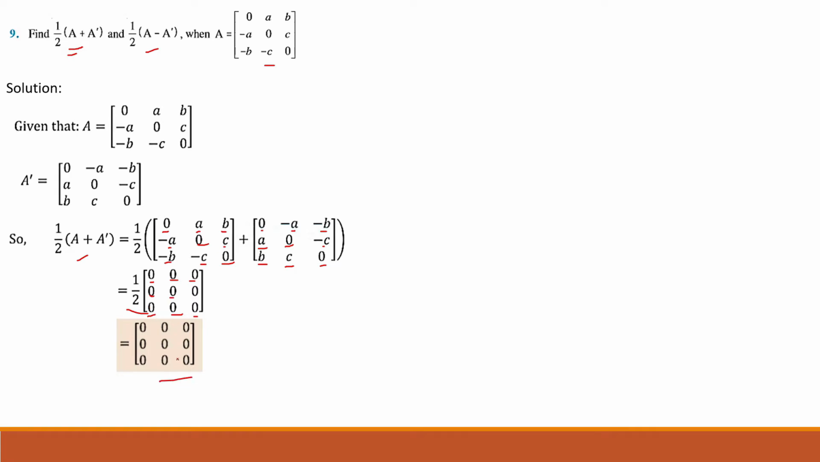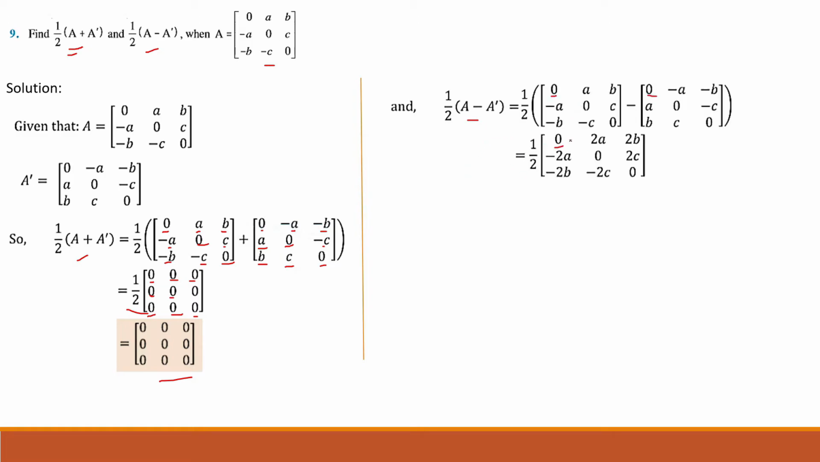So the final answer for half into A plus A dash is 0. For this equation, half into matrix A minus A transpose, which is 0 minus 0 is 0, and A minus of minus A which is 2A, B minus of minus B which is 2B, and minus A minus 2A, C minus minus C which is 2C, and minus B minus 2B, minus C minus 2C. After multiplying half into each and every element of this matrix, the 2s will cancel. It will be 0 A B, minus A 0 C, and minus B minus C 0. So this is our final answer. You can pause this video to note this down.